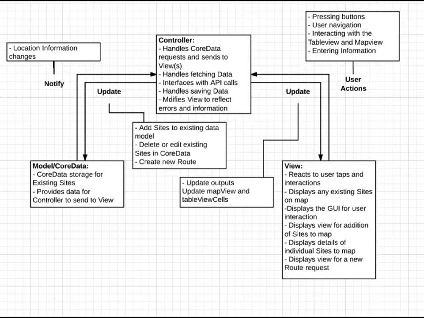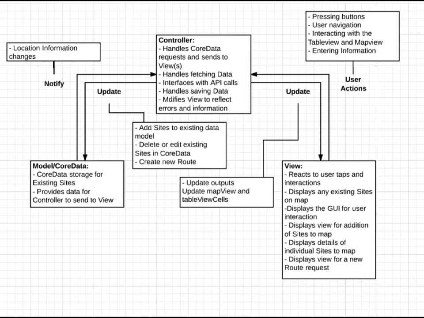This is the model view controller for my project, and what we have here is that the controller handles the core data and requests and sends it to the views. It handles fetching data, which I covered. It interfaces with the API calls for the weather and for the route information. It handles saving data to the core data. It modifies the view to reflect errors and information.